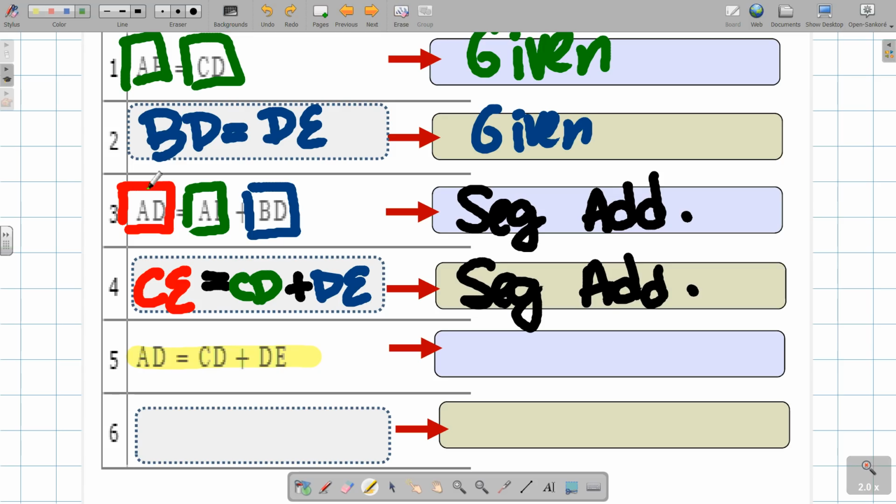Let's see. AD's the same. That didn't change. AD stayed exactly the same. But we took AB and we swapped it out for CD. Do you see that? And then we took BD and we swapped it out for DE. We took something out and put something in its place that was equivalent. That's called substitution.